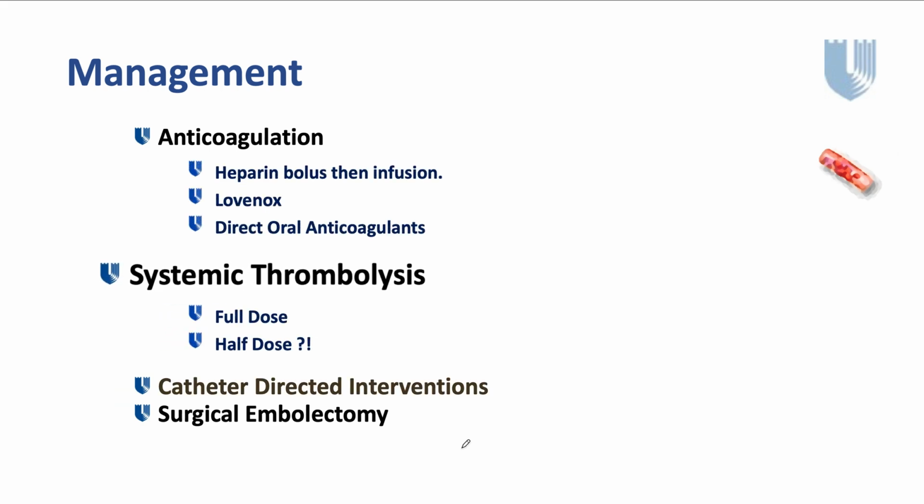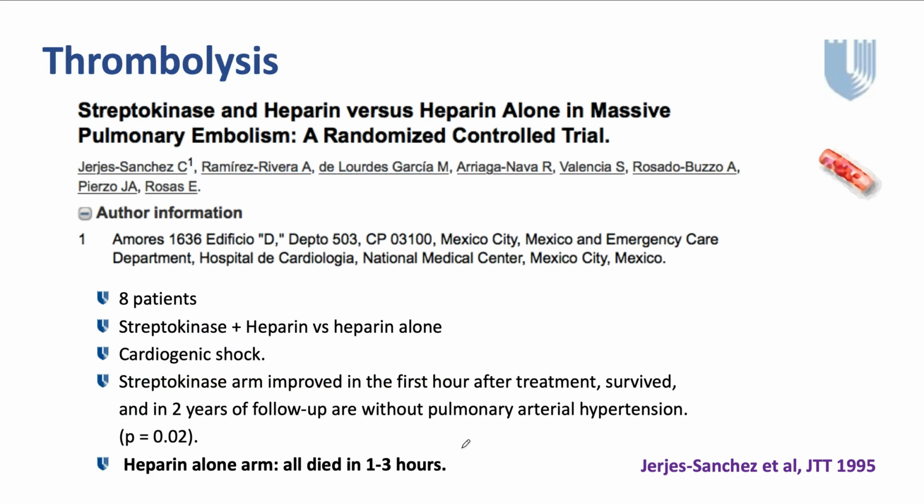Anticoagulation is not as simple as we think, since heparin infusion can be considered and low molecular weight heparin can be considered as well. Direct oral anticoagulants are rising for non-massive PE management or whenever the patient is ready for a discharge home, and they are actually recommended over low molecular weight heparin and vitamin K antagonists such as warfarin. Systemic thrombolysis, whether it's full dose or half dose, is a debatable topic. Catheter-directed interventions are so many, and I'll go through them briefly in the next few slides.